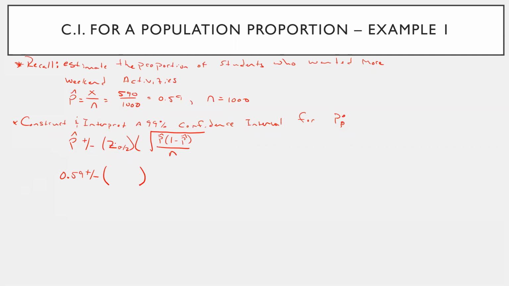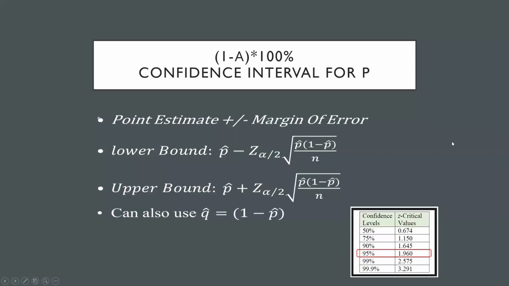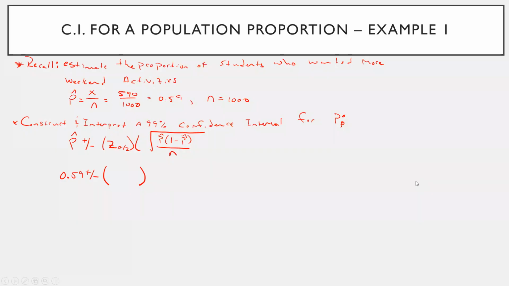Now this critical value, Z of alpha divided by 2. All you have to do is go back to this chart right here. If I want to be 99% confident, what critical value am I going to use? 2.575. Right there. And I need to take this and multiply it by the square root of P hat, which is 0.59, times 1 minus P hat, so 1 minus 0.59, all divided by 1,000.